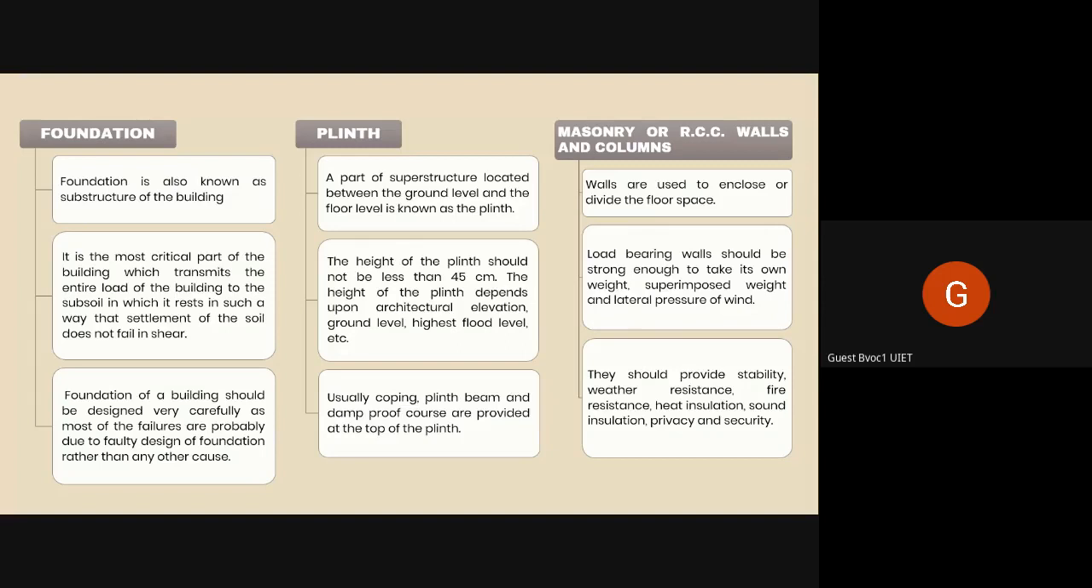And for that same reason, we provide a damp-proof course so that any dampness from the earth or from the rainwater doesn't enter the foundation of the building. Because we know if the foundation is damaged, the building will collapse.